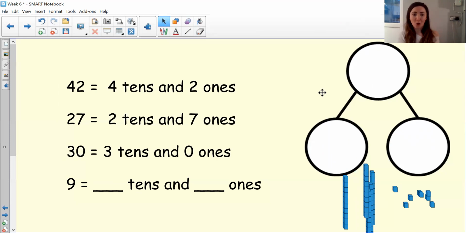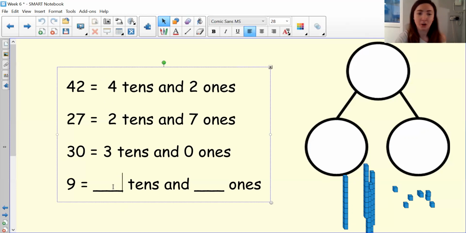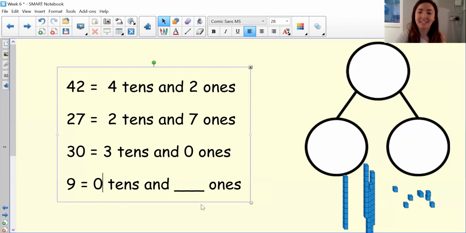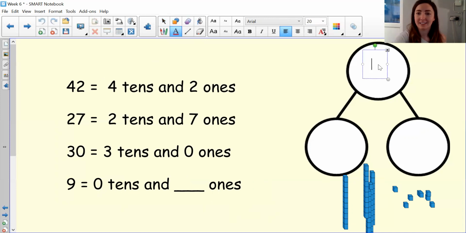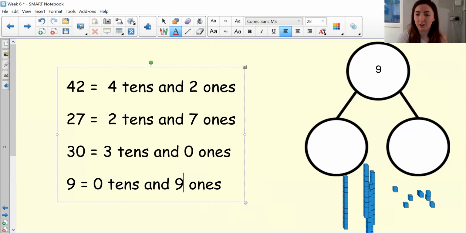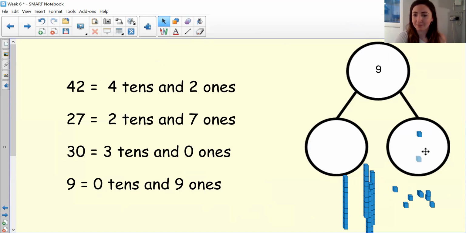So this time we've only got a 1-digit number. So are there any tens in a 1-digit number? No, there are not. So what number represents no tens? That's right, 0 tens. And how many ones? 9 ones. So the whole number is 9. And in 9, there are 0 tens and 9 ones, which will look like this. 1, 2, 3, 4, 5, 6, 7, 8, 9. 0 tens and 9 ones is equal to 9. Did you manage to get that one as well?